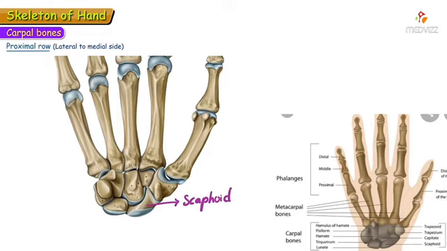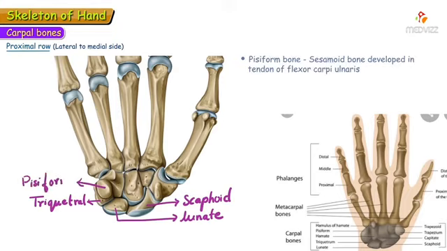Next to the scaphoid is lunate. Lunate means it is half moon-like, so it is called lunate. Next to the lunate is triquetral. And the bone which is present over the triquetral is pisiform. Pisiform is a sesamoid bone which is present within the tendon of flexor carpi ulnaris.